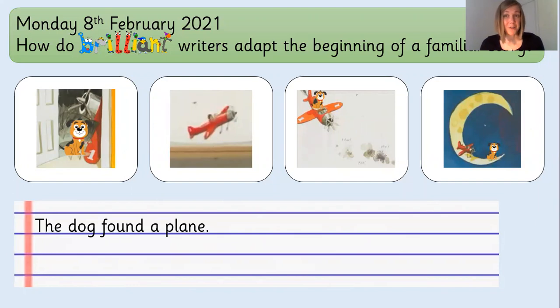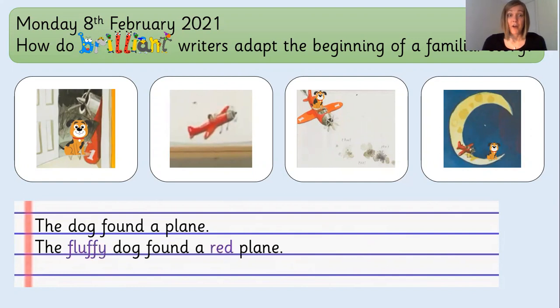Or are you going to show off a little bit? Are you going to remember that we learned about adjectives a few weeks ago and we could add some of those into our sentence? The fluffy dog found a red plane. Can you see the words in purple? They're adjectives and I've described what the dog and the plane look like. That could be your first sentence.